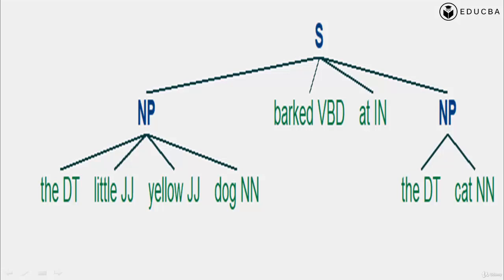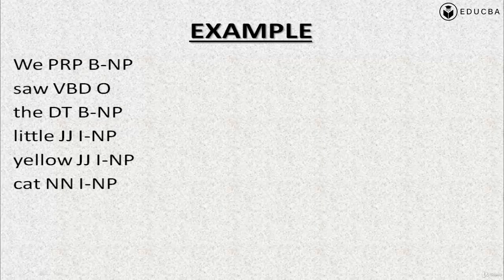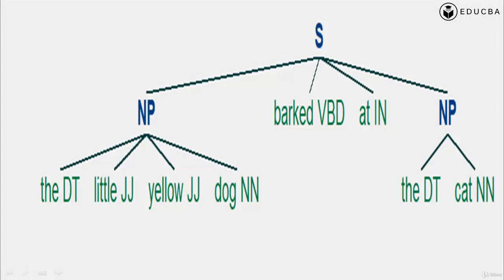So this is your tree example, and this was your simple IOB tag. Generally we use the IOB tag representation because it is the formal representation, and sometimes we also use this graphical structure, that is trees.